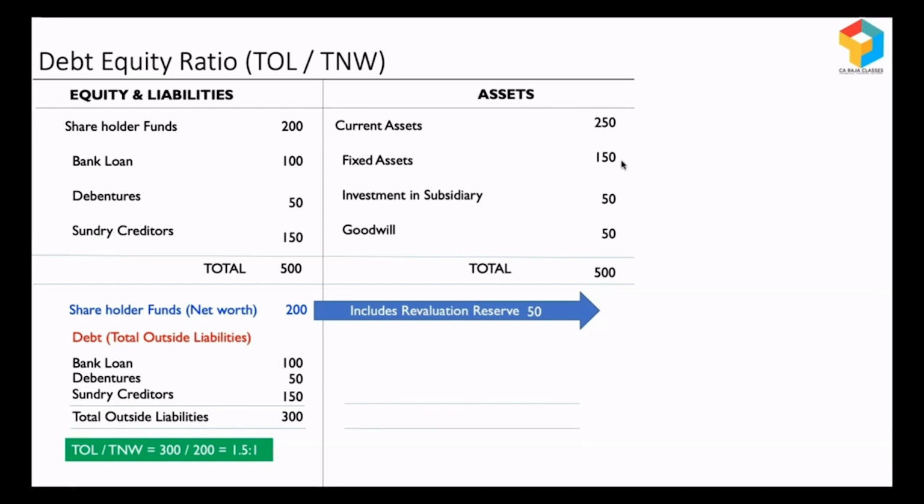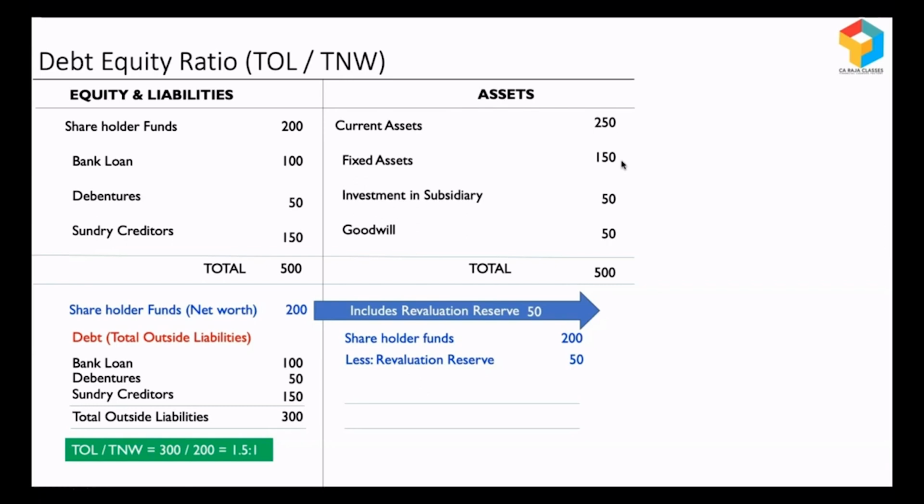So because of that reason, bankers adopt a very conservative approach. They will ignore that 50 million. They will ignore revaluation reserve. So that's what we are also going to do now. Even though we see shareholder funds has 200 million, since that includes 50 million of revaluation reserve, from this 200 million, we are going to deduct it. Okay, so point number 1.